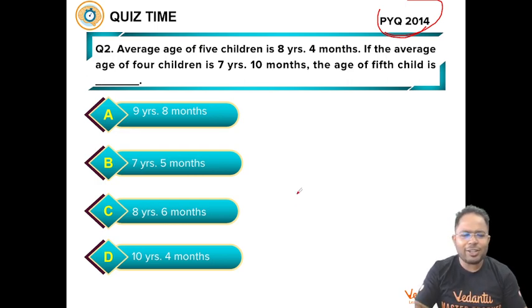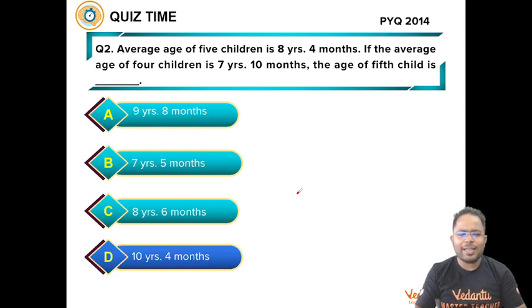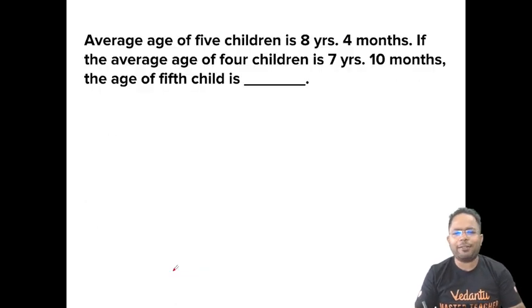Alright, then let's look into the answer. Yes, it's once again the D option, 10 years 4 months. How? Let's see. If you have got it, very wonderful. If not, let me explain.